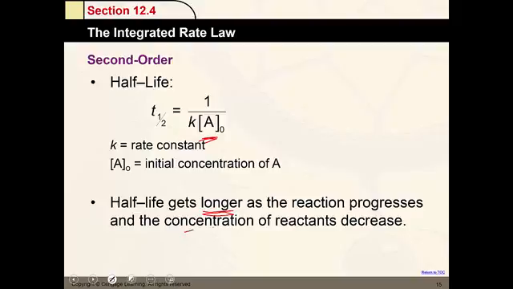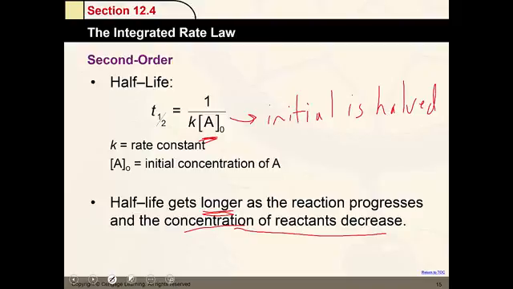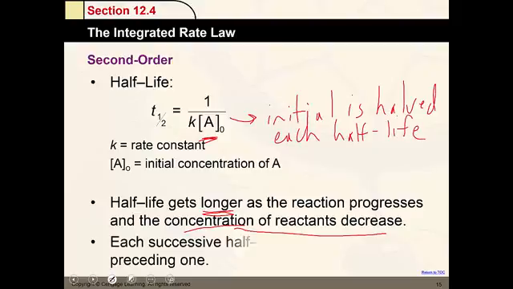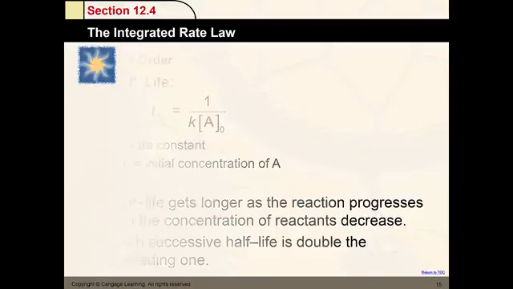Okay, because the concentration, as you go throughout the reaction, the concentrations of the reactants gets lower and lower and lower, because for each successive half-life, the initial concentration is halved each half-life. So that means the half-life of a given reaction is double the preceding one. So if this is halved, that means the actual half-life is doubled each preceding time.